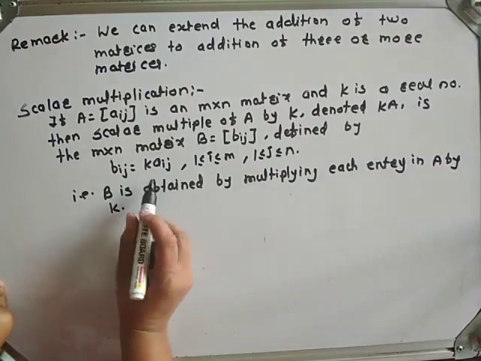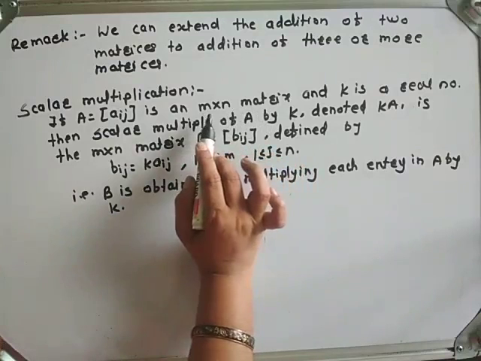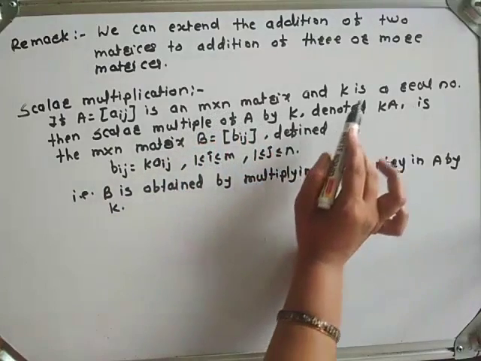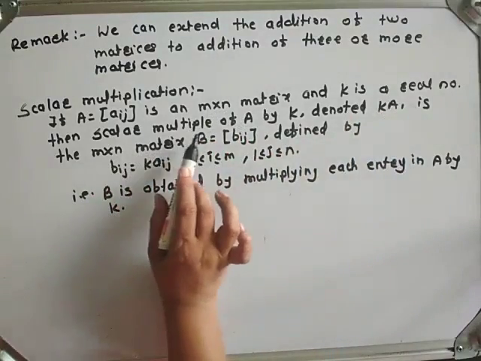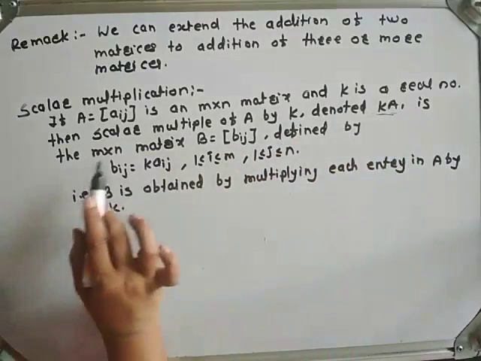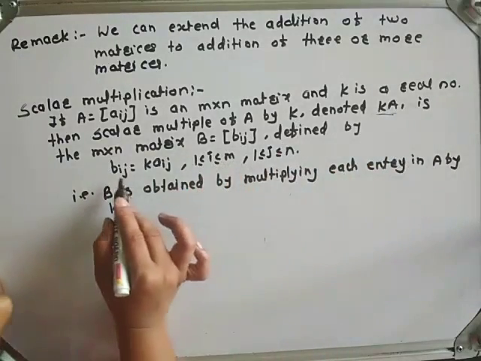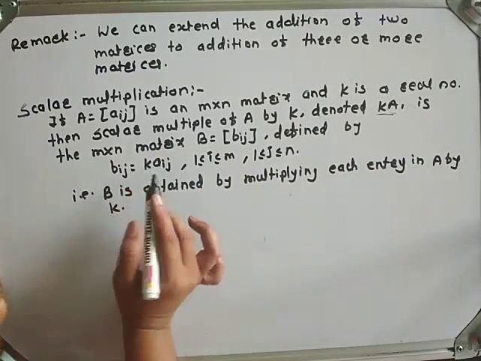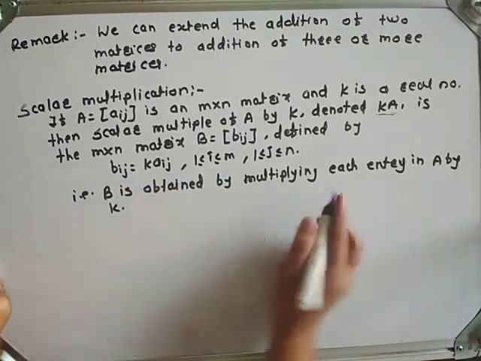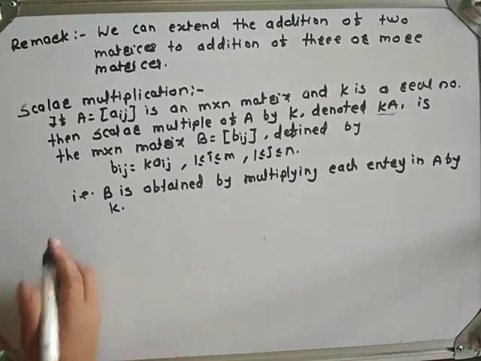What is scalar multiplication? If A is equal to matrix Aij is an m by n matrix, m by n matrix means the number of rows is m and the number of columns is n. K is any real number. The scalar multiple of A by K, denoted by K into A, is again an m by n matrix B is equal to Bij defined by Bij is equal to K into Aij. That is, B is obtained by multiplying each entry in A by K.